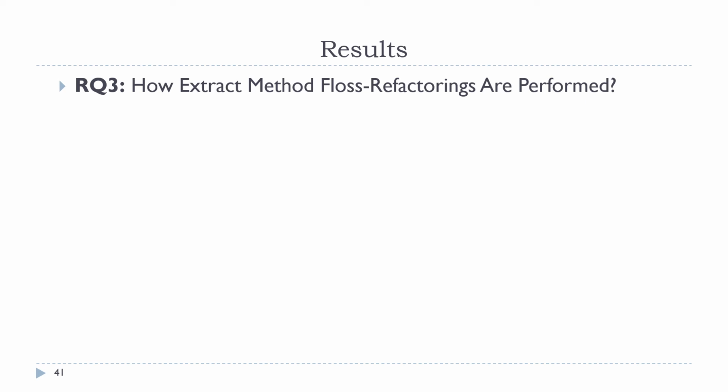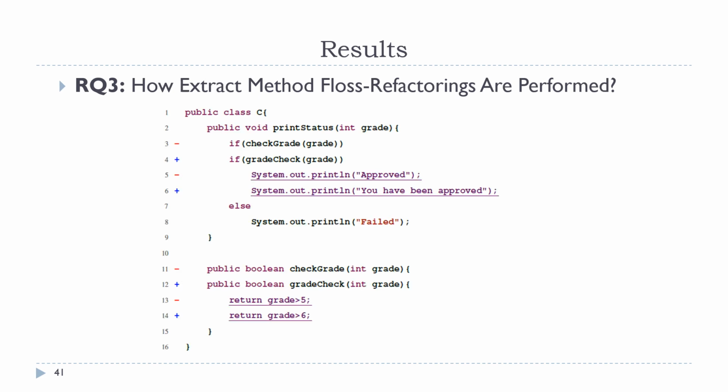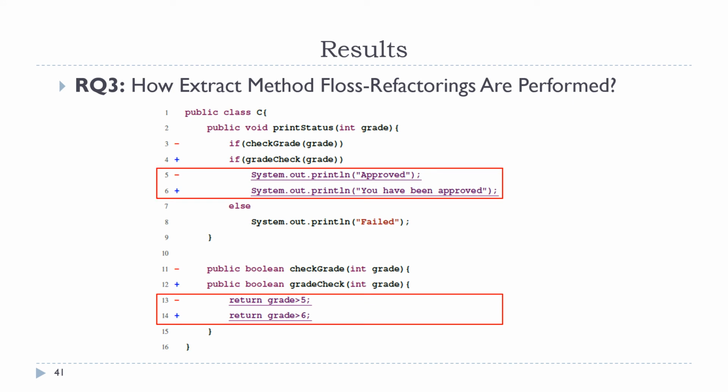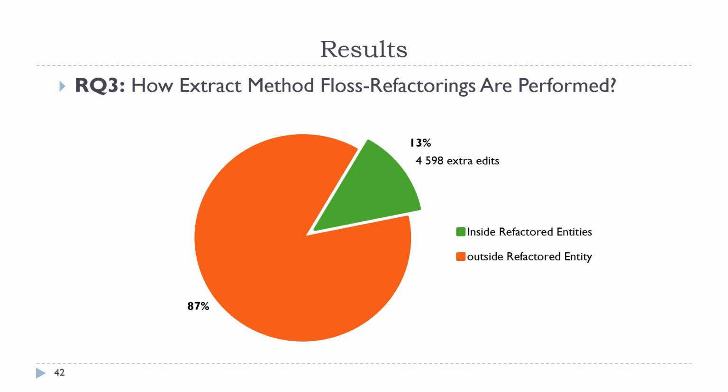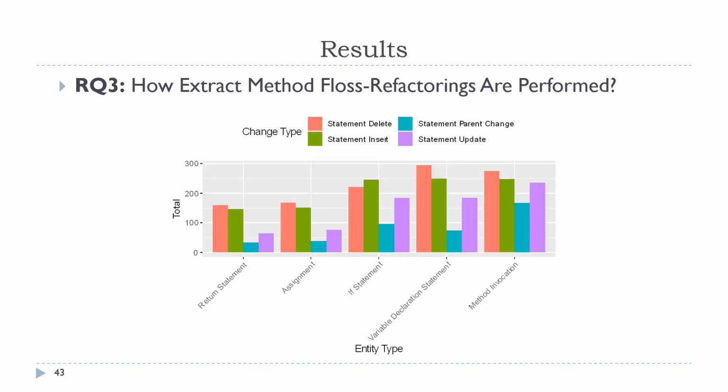Continuing, in order to get a more thorough analysis, we also investigated how extract method floss refactorings are performed. For that, we analyzed edits inside refactored entities. Take a look at this code. Both methods have extra edits. However, only the second one was refactored. Thus, we consider only these as inside refactored entities. In our data, about 13% of the extra edits were performed inside refactored entities. And this was the frequency of each entity type for each extra edit.